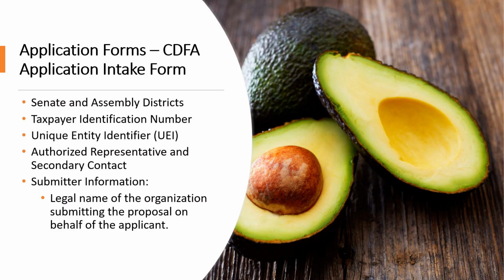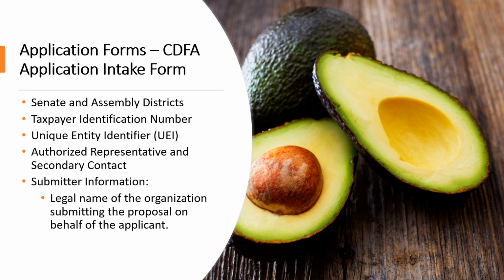Continuing with the CDFA application intake form, the California Senate and Assembly districts where the applicant organization is located are also required. Select these from the drop-down menus. Next, provide the applicant's 9-digit taxpayer identification number. If known, provide the applicant's unique entity identifier or UEI. Note that a UEI will be required prior to executing a grant agreement if a proposal is awarded funding. More information on UEIs can be found in the RFP or at sam.gov.